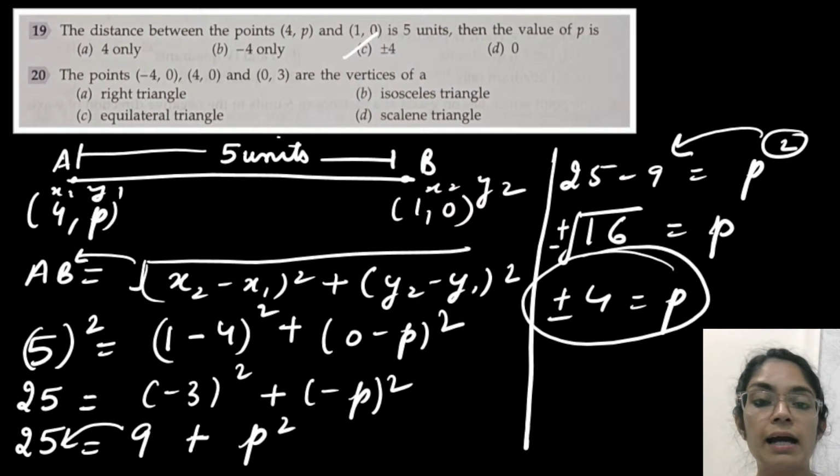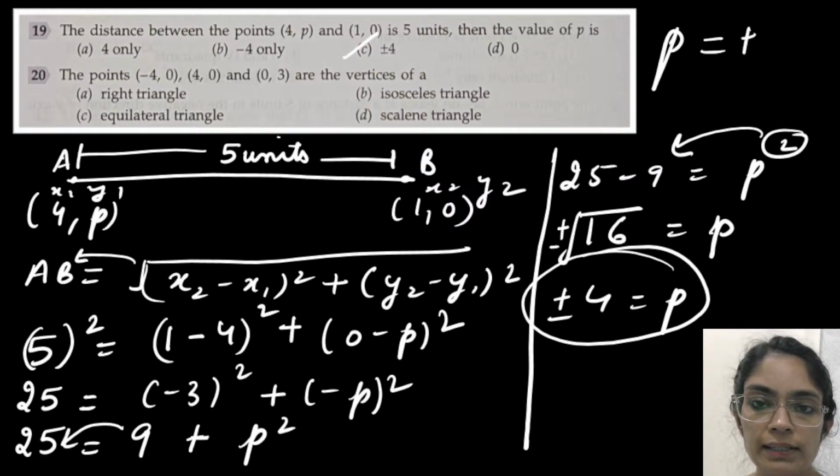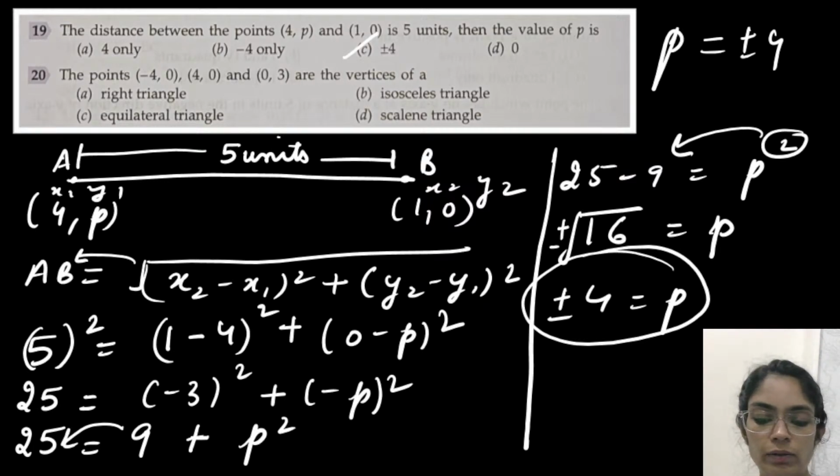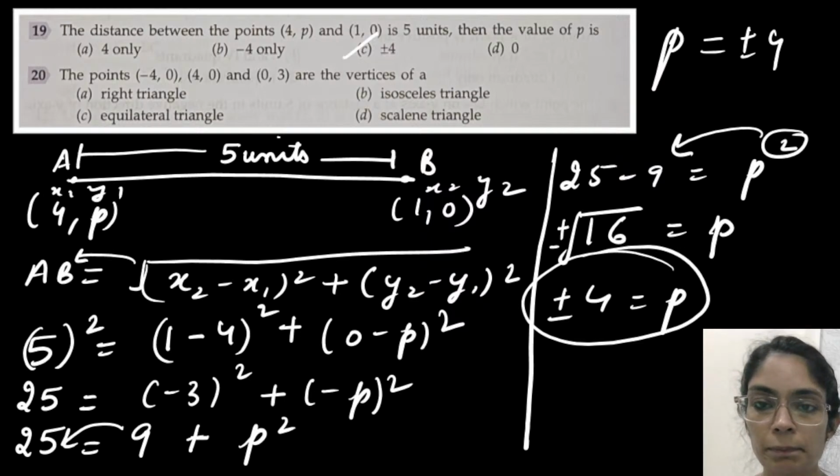Coordinates can be positive as well as negative. So P's value here is plus minus 4, not only 4. Yes, many of you, whoever is telling, I can see even Madhusudan, Gayatri, Nikhil, everyone has mentioned P's value as 4.